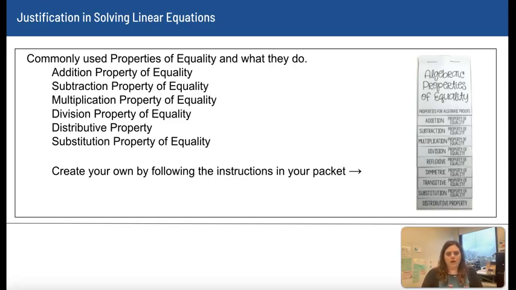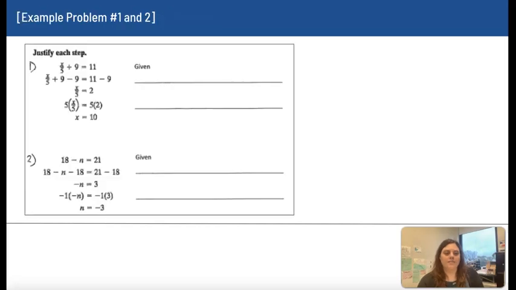The most common properties we're going to use are the addition, subtraction, multiplication, and division properties of equality, which are the ones that let us add, subtract, multiply, and divide on both sides of an equal sign. The distributive property, which you should be familiar with at this point, and the substitution property of equality. This is the one that lets us substitute in a number in order to evaluate an expression. So you should have already created your own following the instructions of the last couple videos, and so we're going to go on.